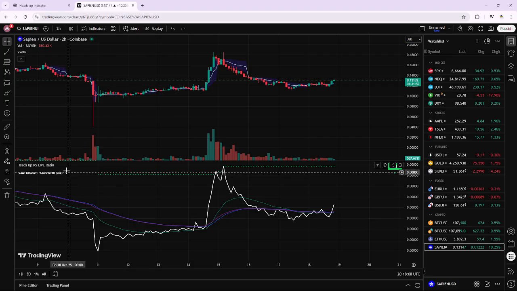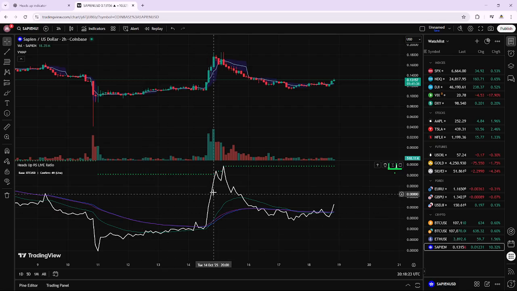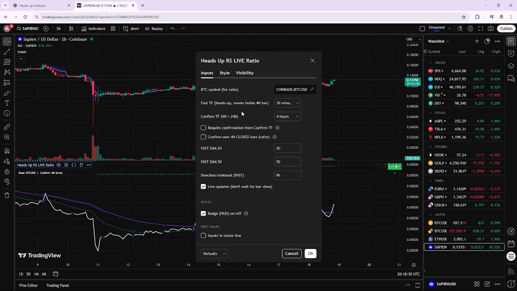So what we've done right here with Heads Up, just to begin with, is we've introduced this little information panel here. It's designed to show you what your base ticker is that you're using for your ratio line, and whether you've got your confirm 4 hour live or closed. When we go into the options, we've developed the indicator now so that it can be used to trade stocks and shares or crypto or any asset really.